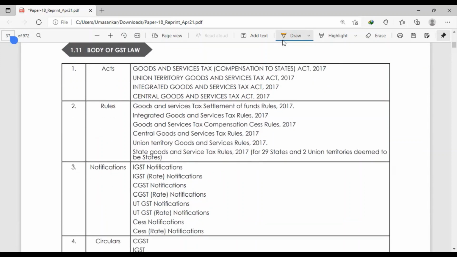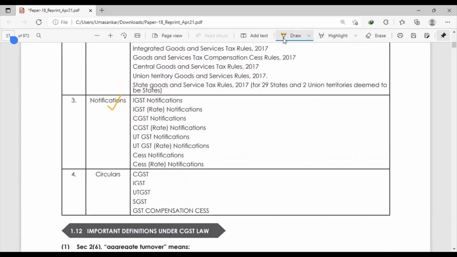Okay, now notification. What is mentioned in the acts and rules sometimes is confusing or might lead to miscommunication. For that reason, from time to time, the GST Council issues notifications. Okay, notifications: IGST notification, IGST rate notification, CGST notification, CGST rate notification, UTGST notification, UTGST rate notification, SGST notification, SGST rate notification. Notification is similar to the circular. Notification and circular are a little bit similar.